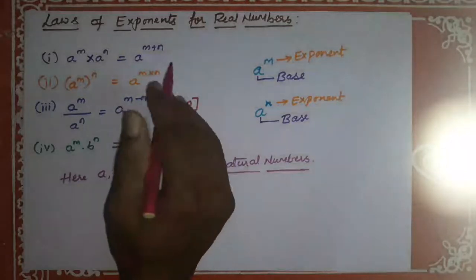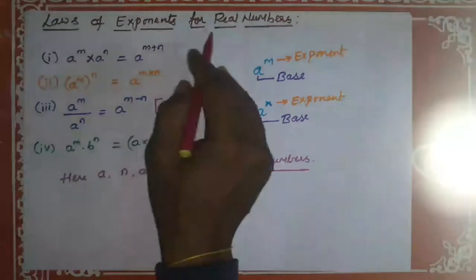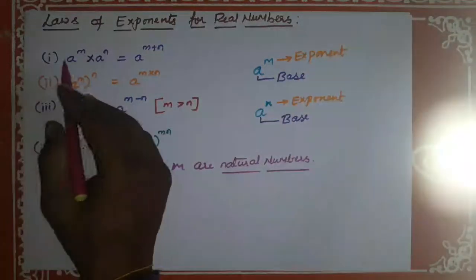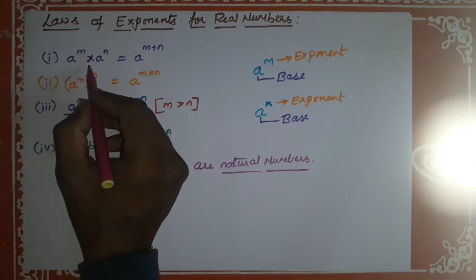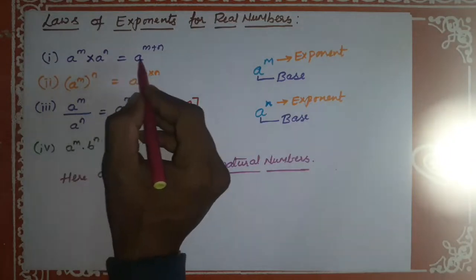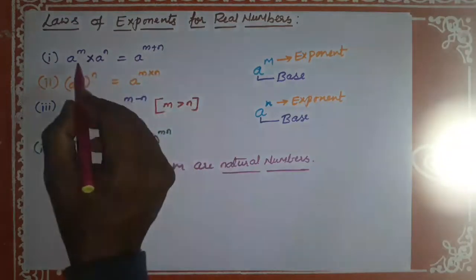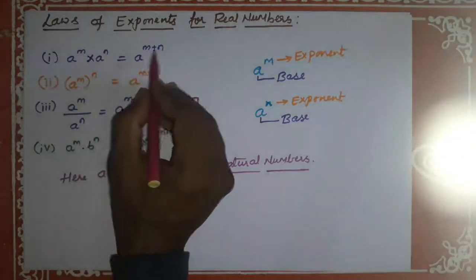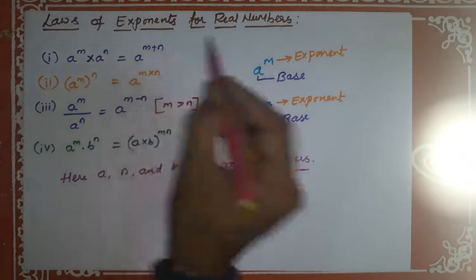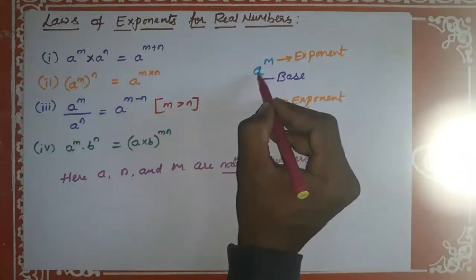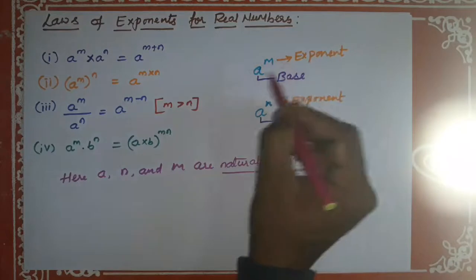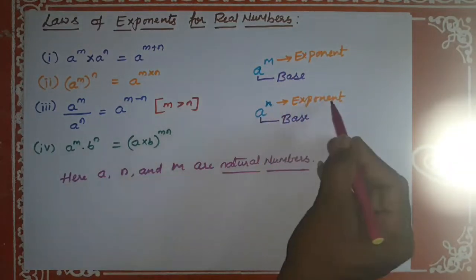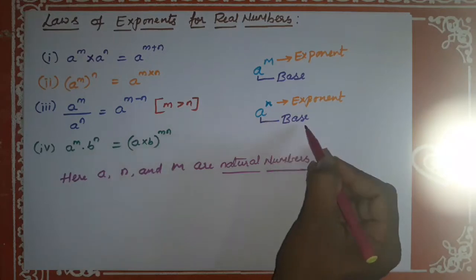Dear students, today in this class we have to discuss the laws of exponents for real numbers. This class is for ninth standard. First law of exponent: a to the power of m into a to the power of n is equal to a to the power of m plus n. If bases are the same, we should add the powers. Here a to the power of m is called the exponent, and a is called the base. Also a to the power of n is called the exponent and a is called the base.